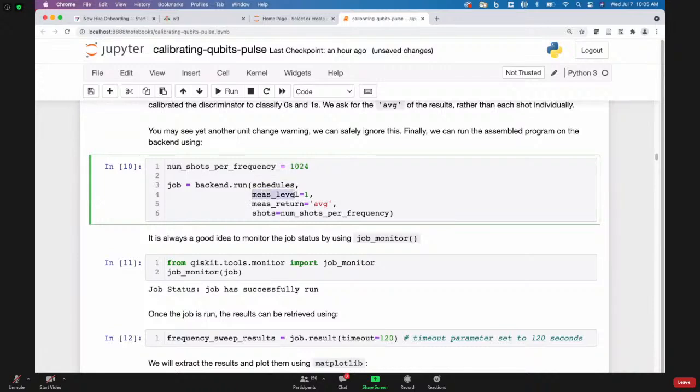Now, I talked about measurement level 1 or 2 or 0. Here, we're going to stick to measurement level 1, which is where we're getting the IQ results. The measure return, I'm going to have it return the average of these 1,000 shots. If I instead wanted to train my discriminator, to create my own measurement level 2, then ideally I would have this measure return the single instance of each one of these shots, so that I could have a nice scatter plot to create my discriminator. But I will go ahead and run this.